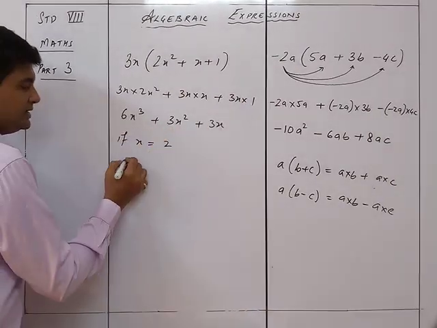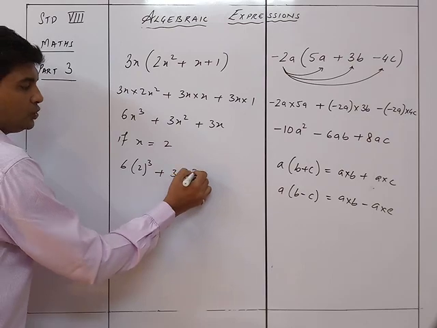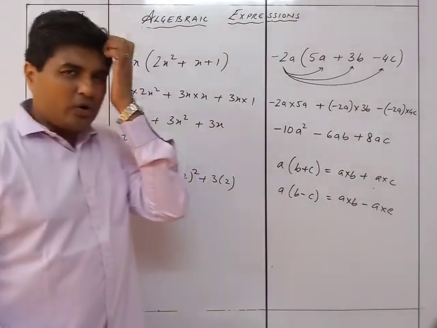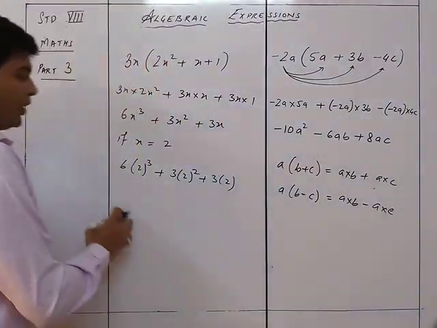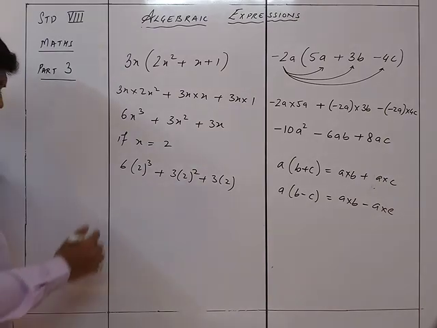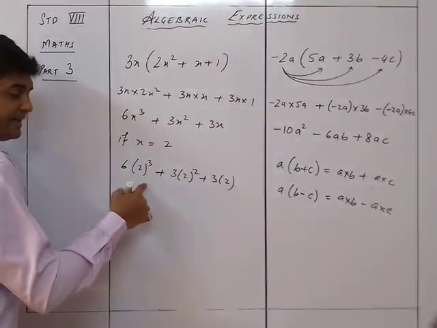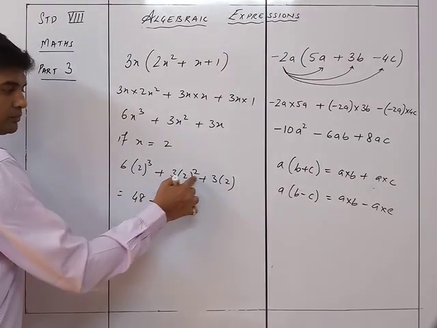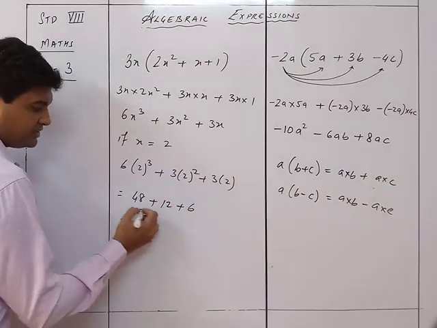Now if it is given that x is equal to 2, then what is the value of this? So it will be 6 into 2 raised to 3 plus 3 into 2 raised to 2 plus 3 into 2. So basically you are going to replace the value of x as 2 and find out what will be the value of the equation. So 6, 2 raised to 3 is 8. So 8 6s are 48. 2 square is 4, 4 3s are 12, plus 6. So that is 66.